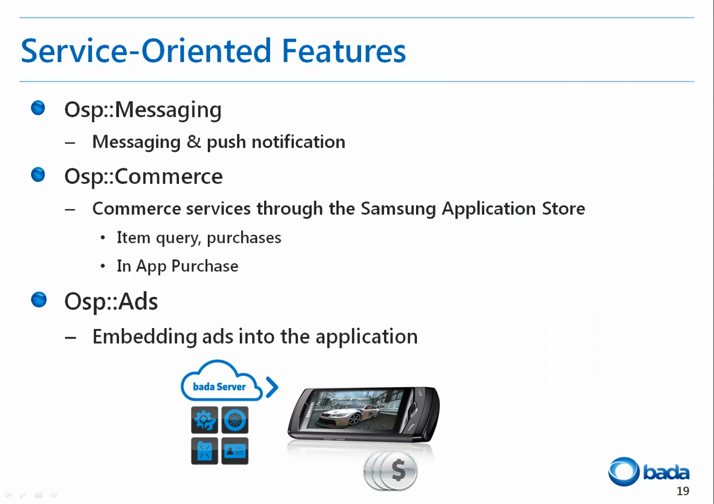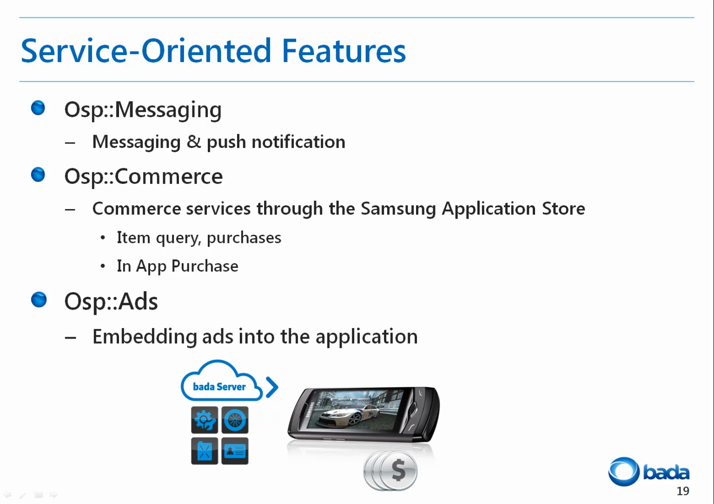Some applications might need to get access to the device's messaging capabilities. For such applications, the OSP Messaging namespace provides access to the device's messaging capabilities, including sending SMSs, MMSs, and emails. It also provides you access to the Bada push messaging service.